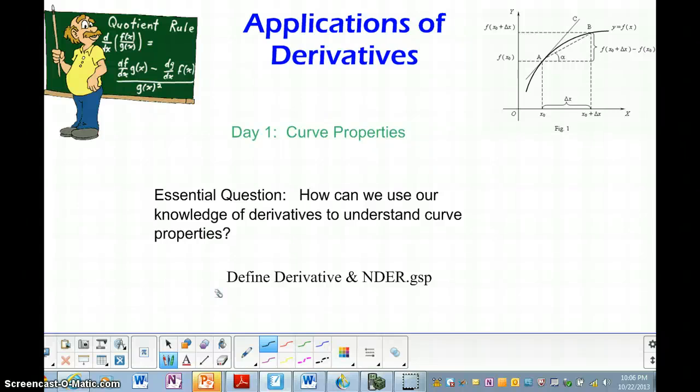Hello SL2. This unit is on applications of derivatives. Our first day of notes is on curve properties, and our essential question for today is how can we use our knowledge of derivatives to understand curve properties. First, I'm going to start off with some definitions, and then we're also going to take a look at a diagram of a function.